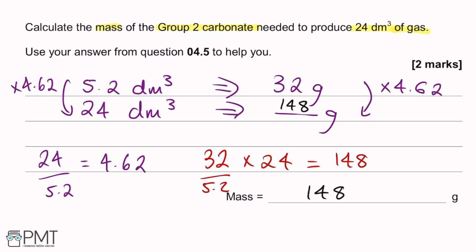Now, obviously, as we said with the previous question, there was a range of values allowed, given how you'd read off the graph. So for this question, a range of 143 to 153 grams was allowed. Okay, so this was a 2-mark question. 1 mark awarded for workings out, and the final mark awarded for a correct answer.